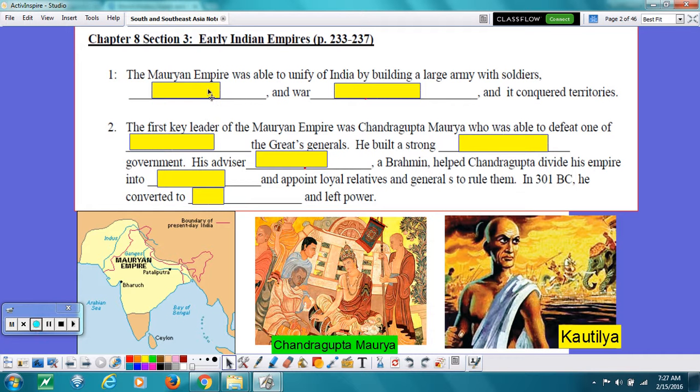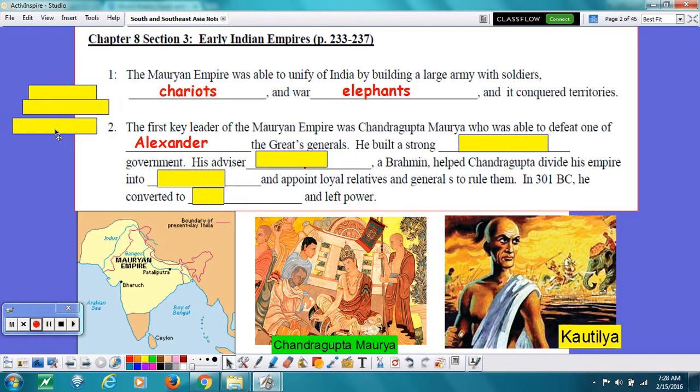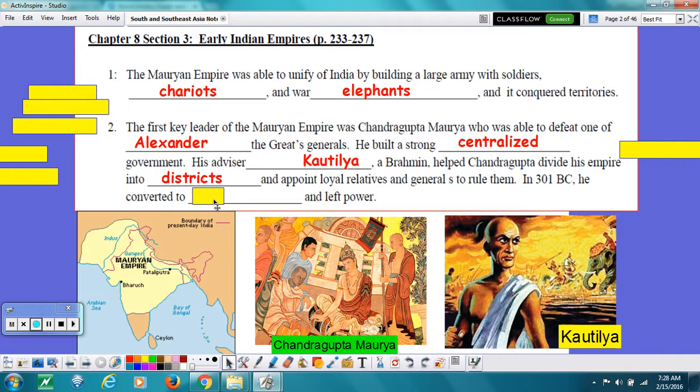All right, take a look at Section 3 notes. The Mauryan Empire was able to unify India by building a very large army with soldiers, chariots, and war elephants. It conquered a lot of territory. The first key leader of the Mauryan Empire was Chandragupta Maurya, who was able to defeat one of Alexander the Great's generals. He built a strong centralized government. His advisor, Kautilya, was a Brahmin, and he helped Chandragupta divide his empire into districts and appointed loyal relatives and generals to rule them. In 301 BC, he converted to Jainism and left the power.